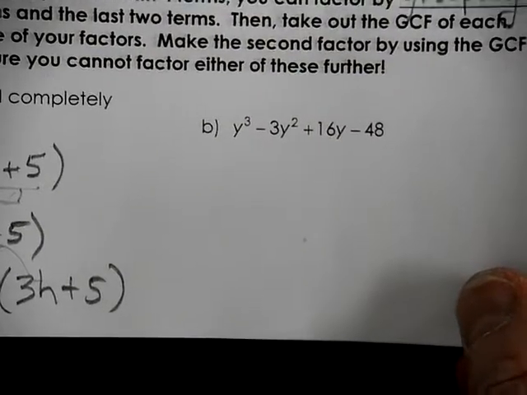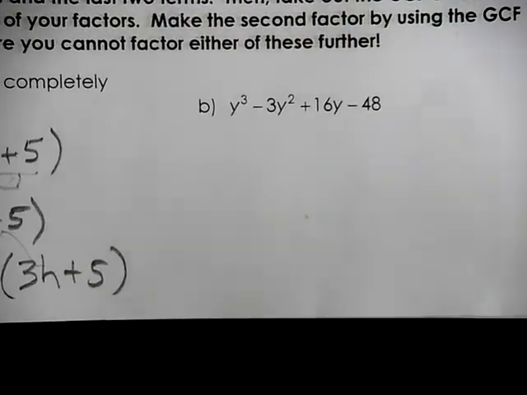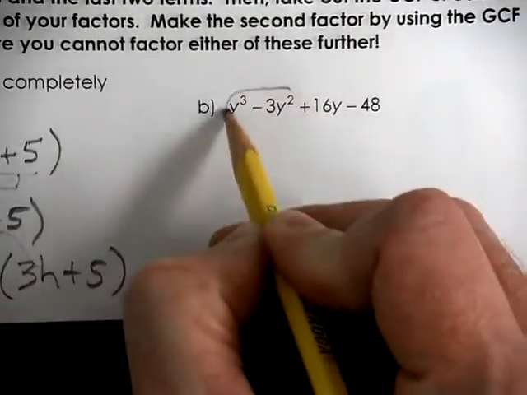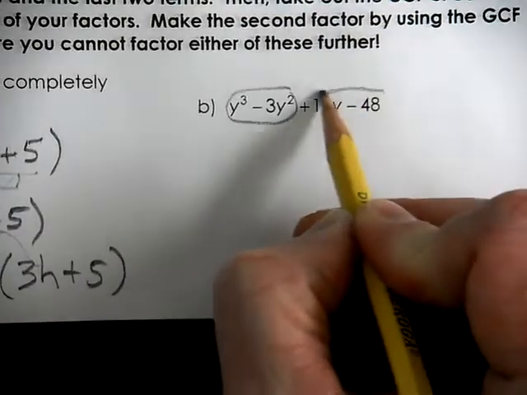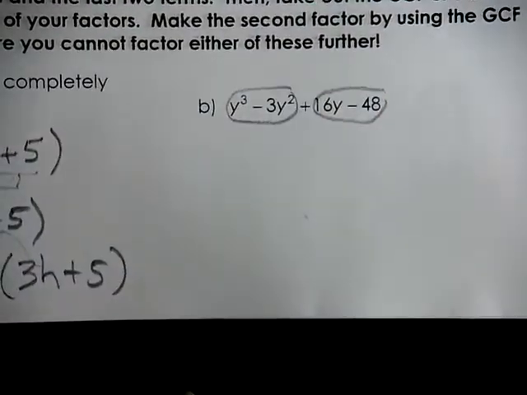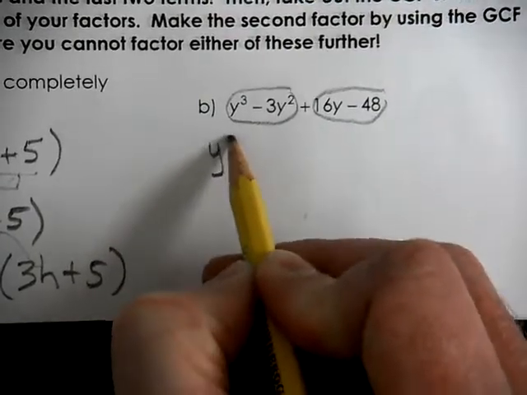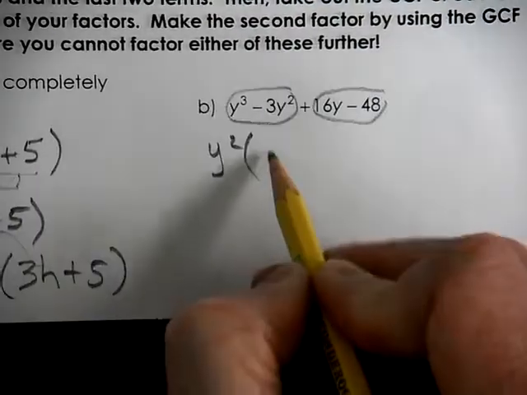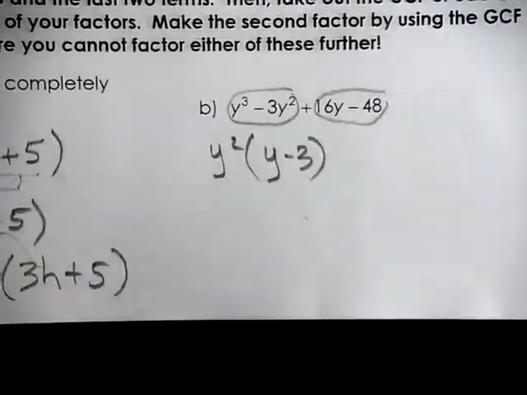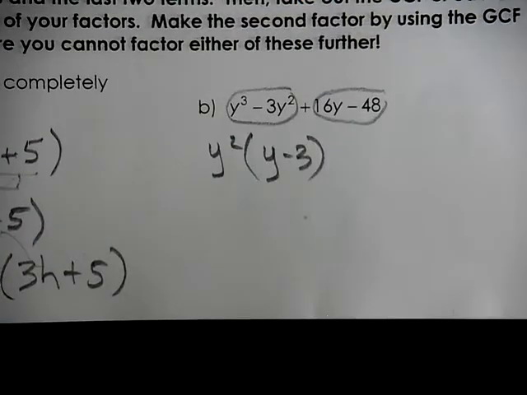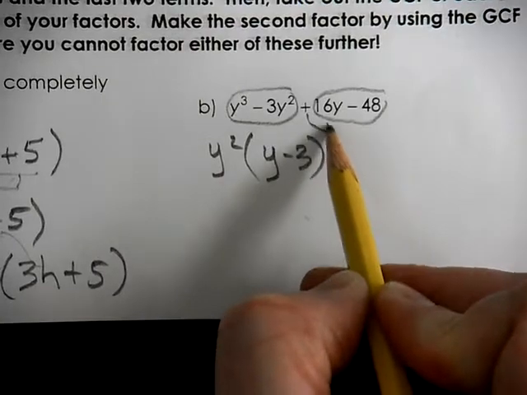So let's come over here to this one. We're going to circle the first group, circle the second group. I can only factor out a y squared. That leaves me y minus 3. I bring down my sign.